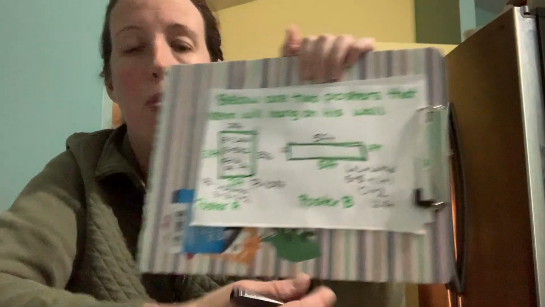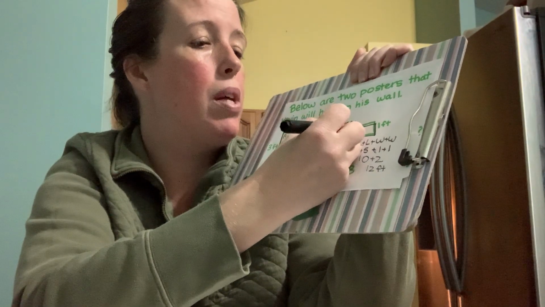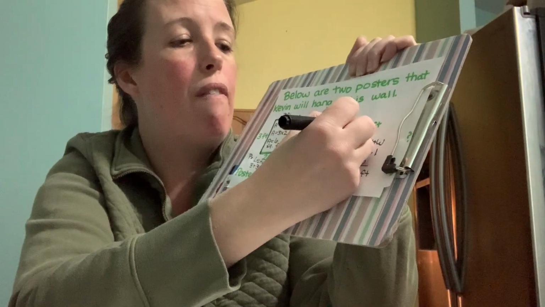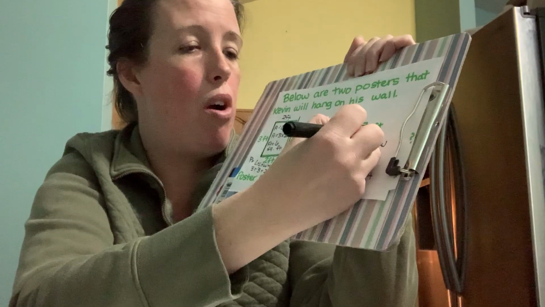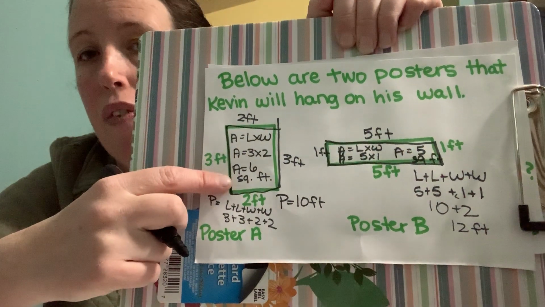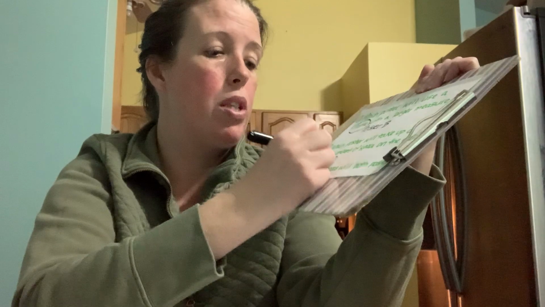Now let me move on to poster B. Area equals length times width. So the area would be 5 feet times 1 feet, which equals 5 square feet. So poster A is 6 square feet. Poster B is 5 square feet. So which one will take up more space on my wall? That would be, again, poster B.